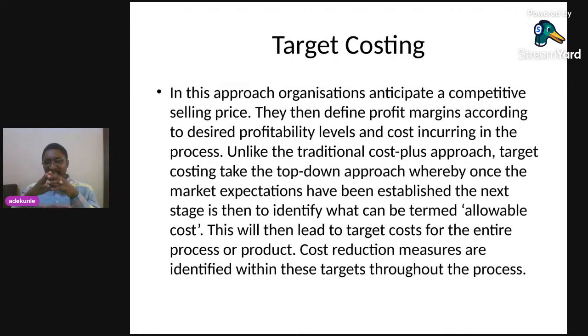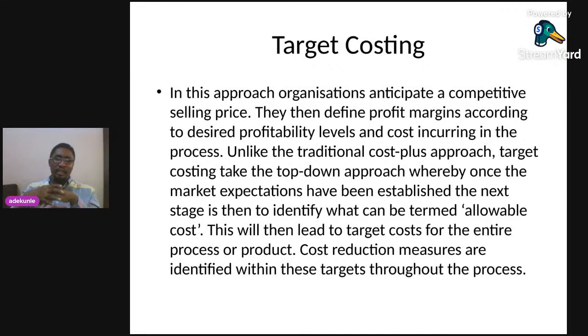The target costing takes a top-down approach, whereby once the market expectation has been established, the next stage is to identify what can be termed allowable costs. This will then lead to a target cost for the entire process or product. Thus, cost reduction measures are identified within these targets throughout the process. All right, because from inception, you've asked yourself, what is the allowable cost that we are allowed to spend? What is the budget we're allowed to spend based on the expectation of the market?